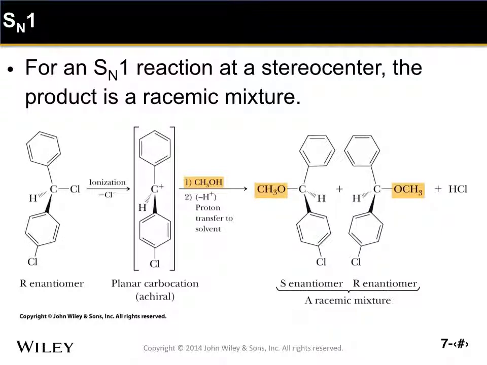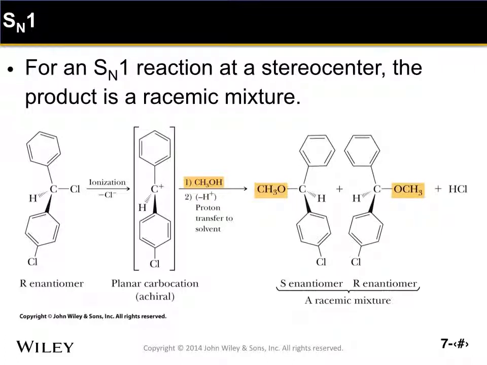Anytime you make a product, the first thing you should think about is, am I making a stereocenter? If you're making a stereocenter for one of these kinds of reactions and there's no chiral centers anywhere else in the substrate, or there's no chiral centers in the nucleophile, and that's the case in here. So we started with the R enantiomer of the alkyl chloride. And in this particular case, we make a mixture of R and S SN1 substitution products.